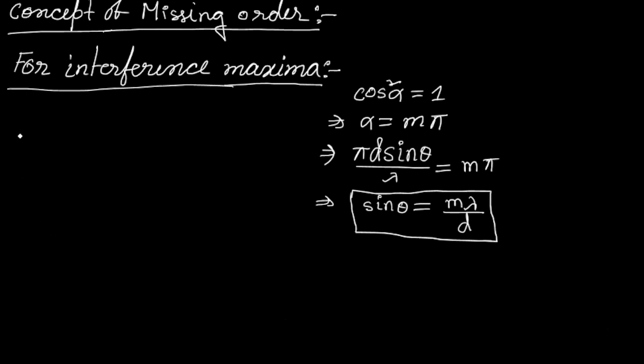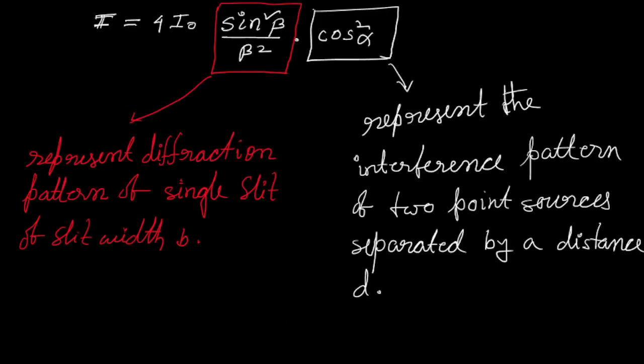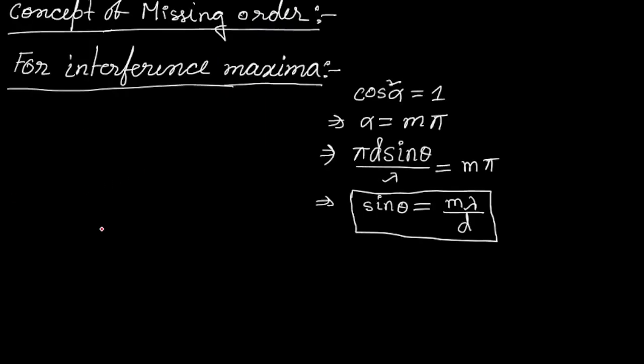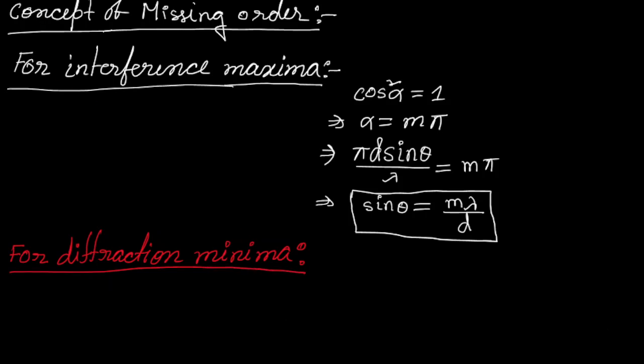Now the second condition that we have to calculate to understand the missing order is the condition for diffraction minima. That means when this term, sine square beta divided by beta square, will be minimum. So what will be that condition? When sine beta is 0 but beta is not equal to 0, then only this diffraction term will give you 0, that is minimum intensity.